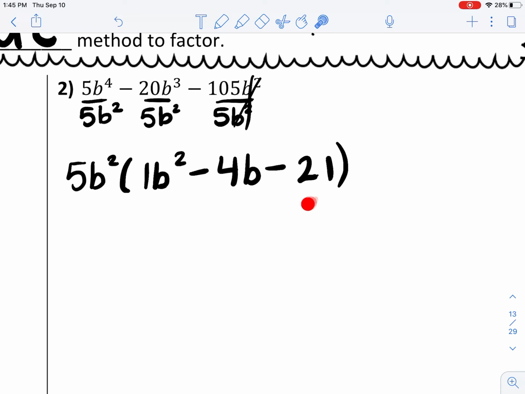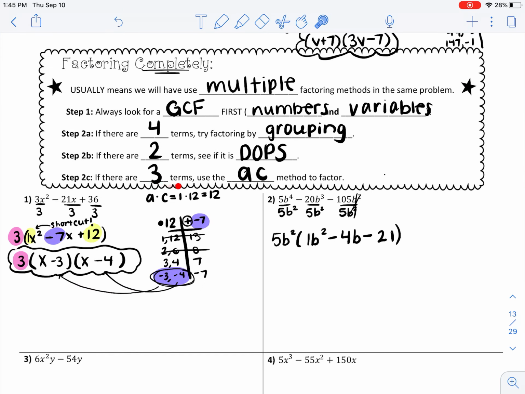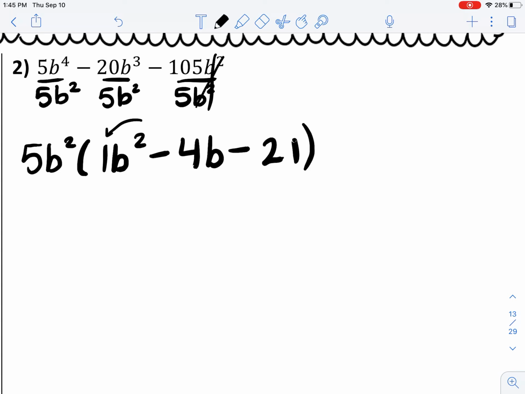But now if I look at what I have left over, I've got 3 terms. So it's just like the last question. I pulled the GCF out, and then I focus on what's left. I've got 3 terms, which again, if you follow your steps, if there are 3 terms, use the AC method. So I've got A, B, and C. We have great news again, though. A is 1, which means we can do the shortcut.